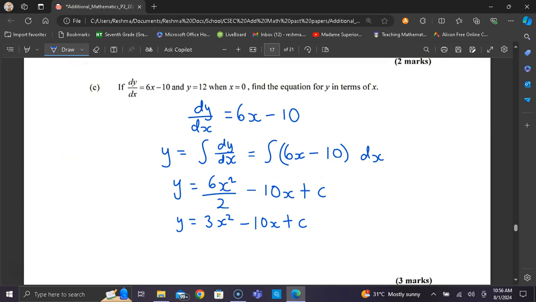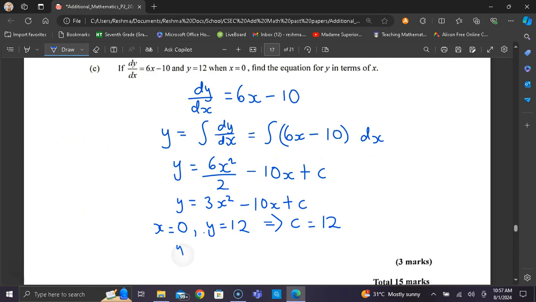Now to find the value of c, they gave us that when x is 0, y is 12. So when x is 0, if I substitute 0 into the function, 3x squared will be 0, 10x will also be 0, and therefore we'll just end up with y being equal to 12 on the left hand side, and therefore c will also be equal to 12. So if x is 0, y is equal to 12, then that means that c is equal to 12, and therefore the equation for y in terms of x will be y is equal to 3x squared minus 10x plus 12.